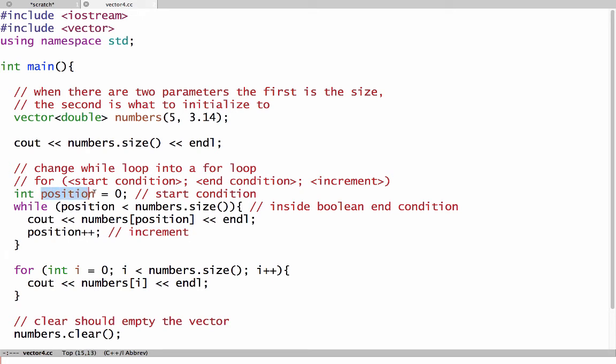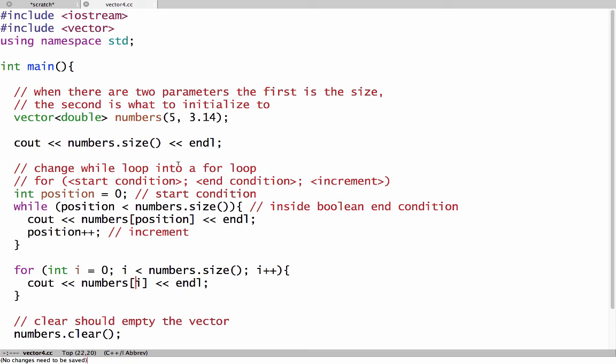Okay, where you have int position equal to 0, this is the start condition, just like that there. You have this end condition, which is position less than numbers.size. It'll keep operating as long as this is true. When it is false, it will stop, and we have that there as well. And we have the increment, which is plus plus. And we have that plus plus as well. And then we output i. Notice that even though i was defined in the loop right there, it is still valid.